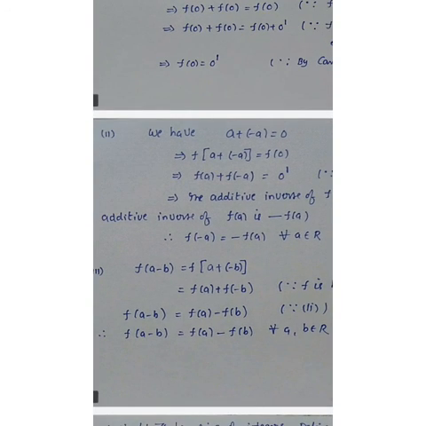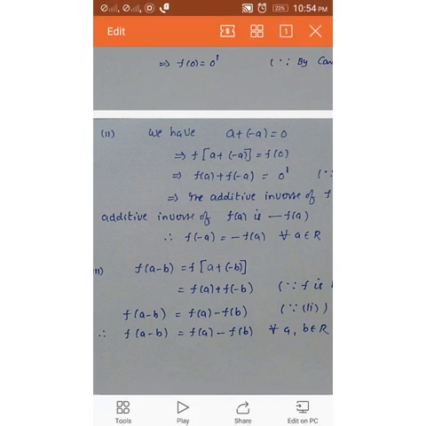Okay, the last one, third part, is f of a minus b equal to f of a minus f of b. So if f is a homomorphism, we have f of a plus b equal to f of a plus f of b, but this is f of a minus b equal to f of a minus f of b. So if plus is there we can write. That's why I am writing f of a minus b as f of a plus minus b, because a minus b is nothing but a plus minus b.